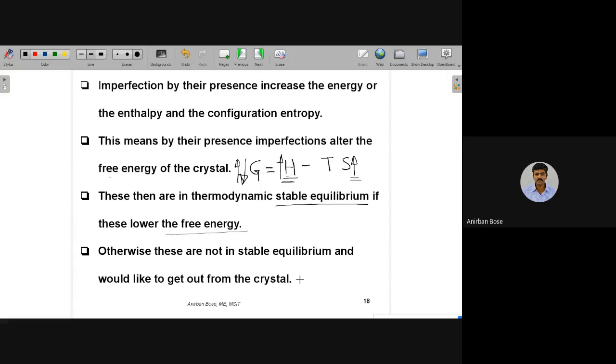So if they get any chance, meaning if you give some kind of external energy in the form of mechanical energy or thermal energy, they will try to get out of the crystal. Okay, so these are very, very important points, and that is true for any kinds of imperfections.